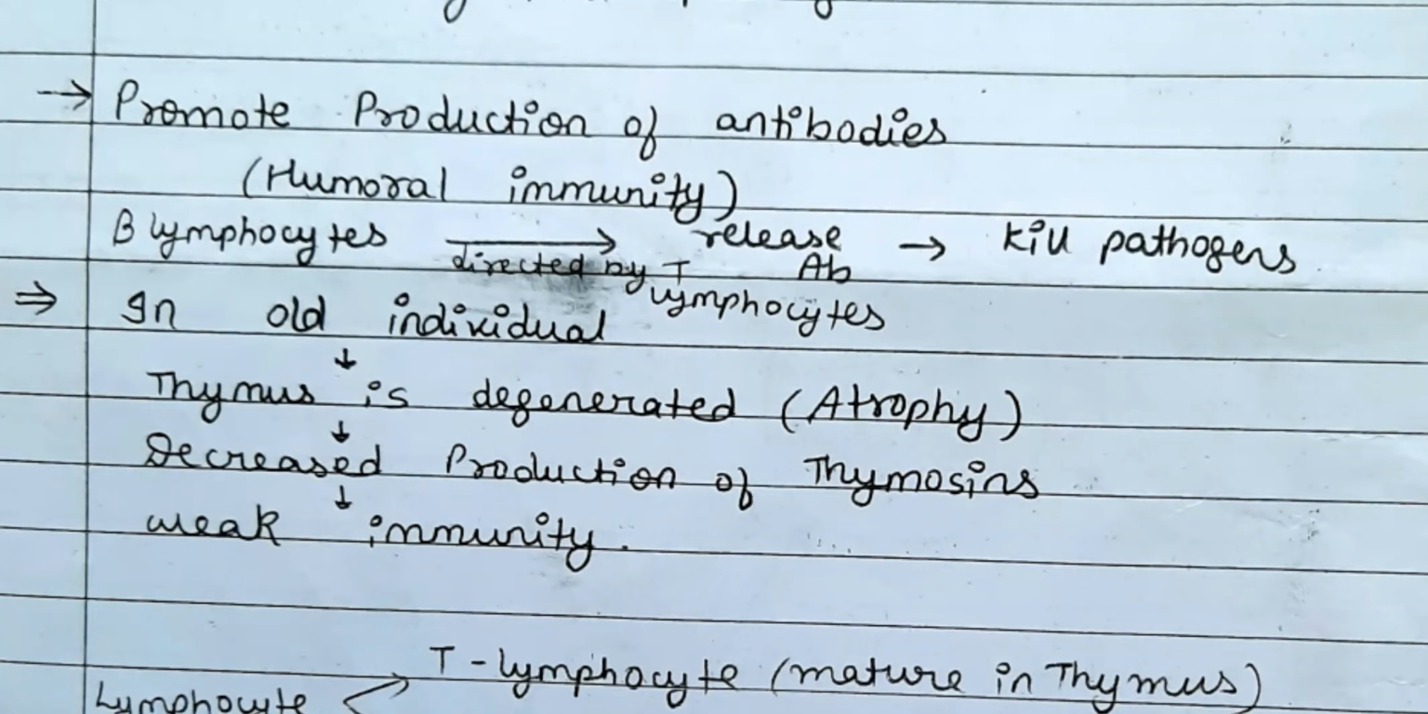As the age progresses and we become older, the thymus reduces its size. Thymus ki size mein reduction hota hai. Usko atrophication kehte hai. Thymus atrophy takes place. As its size decreases, its functions decline. And this is how our immunity also declines as the age progresses.